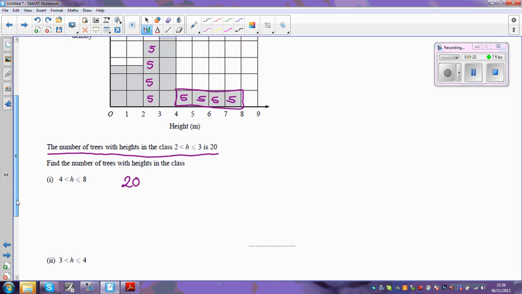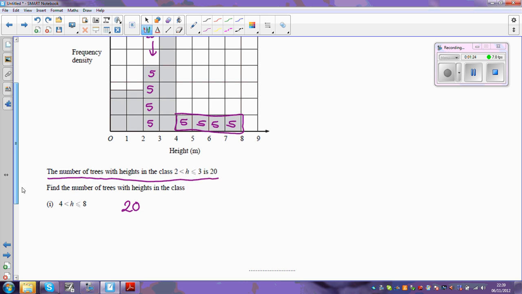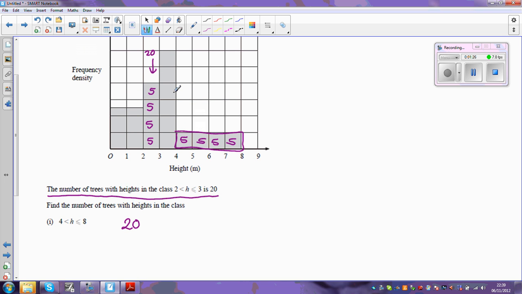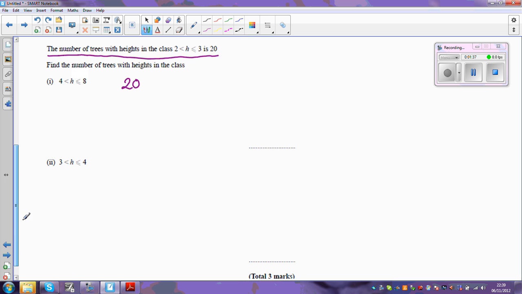Second part of the question says, how many trees are there in the 3 to 4 group? Okay, here's the 3 to 4 group. Well, there's 5 trees there. 5, 5, 5, 5, and 5. In other words, there must be 6 times 5, which must be 30 in that group. So the answer to the first part is 20, second part is 30.